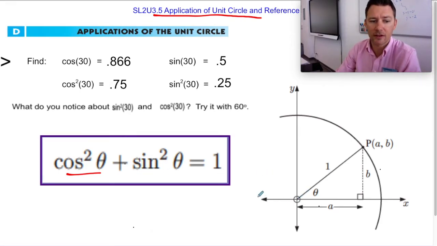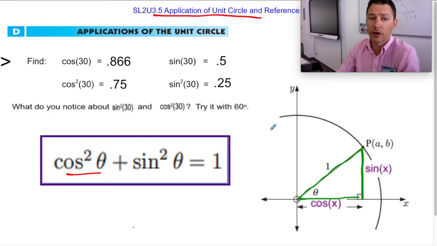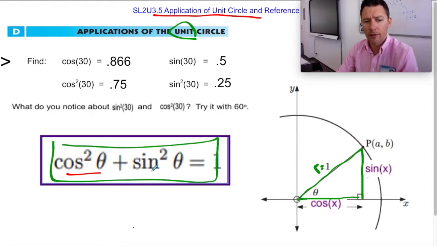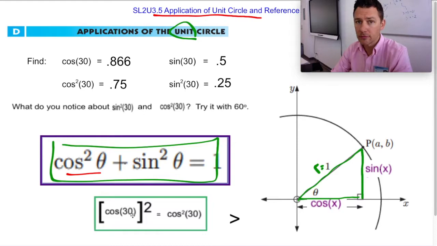And that makes sense because really cosine is the x value and the sine is the y value. This is just Pythagorean theorem in disguise. a squared plus b squared should equal c squared, right? And since we're on a unit circle, our radius is 1. So I want you to know this piece, that cosine squared theta plus sine squared theta equals 1, and also that when you say cosine squared of an angle, it really means cosine of that angle squared.